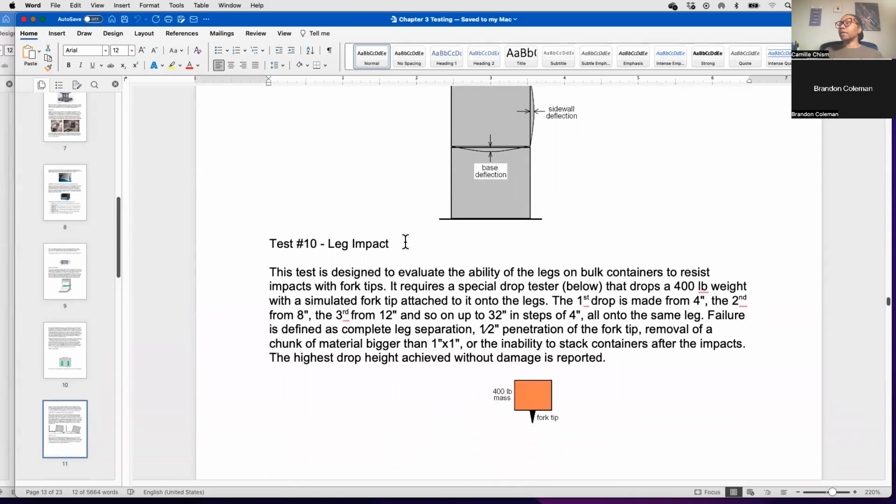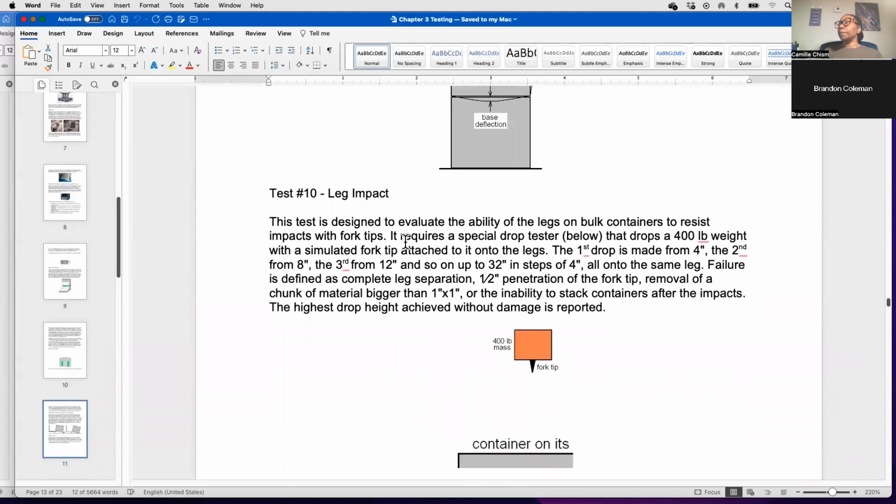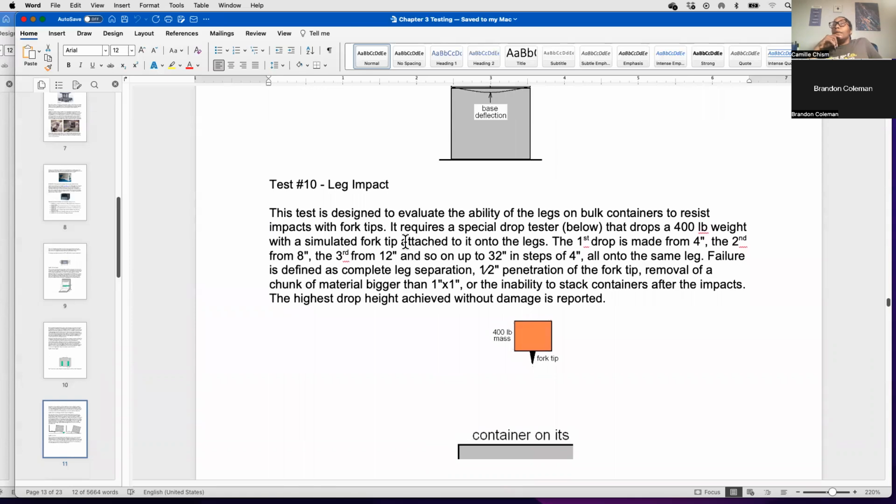The leg impact test is where you're looking for bulk containers that have legs. So something like this, right? You want to see how it holds up.